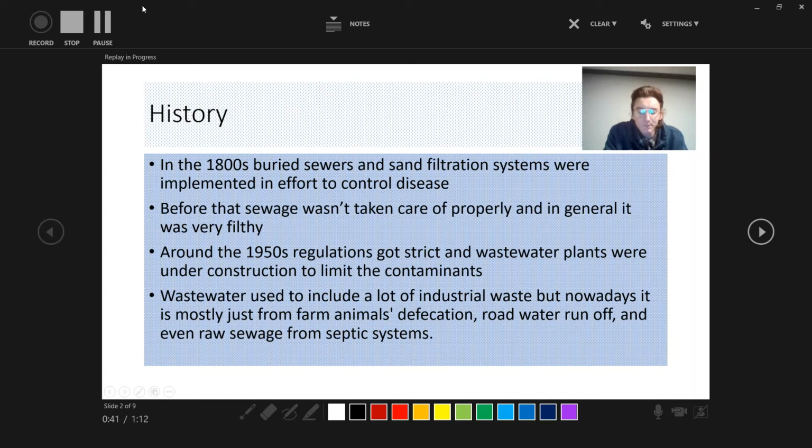Now, wastewater can include many different things. It can include road water runoff, animal defecation from farm use. It could also include chemical waste from industrial manufacturers. But usually, most people nowadays know not to flush chemicals down the drain, as professors in Chemistry 405 have taught us. But wastewater can also include raw sewage that our septic companies pump out of our septic tank.